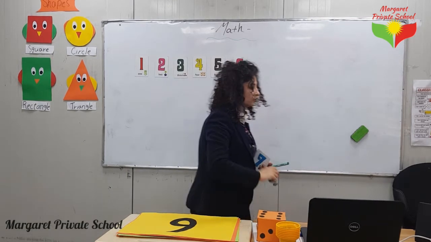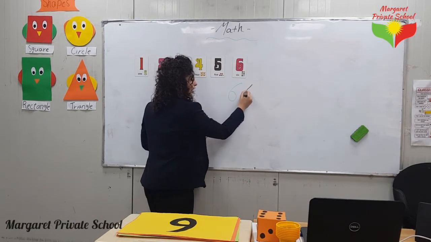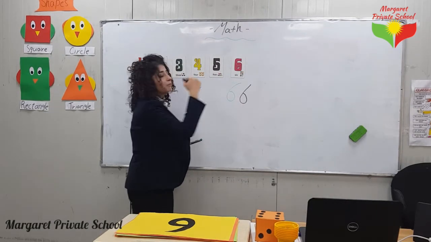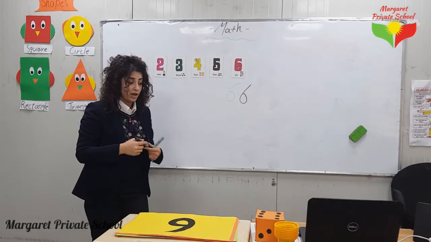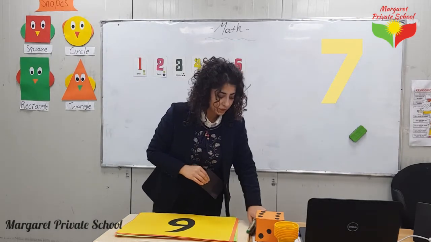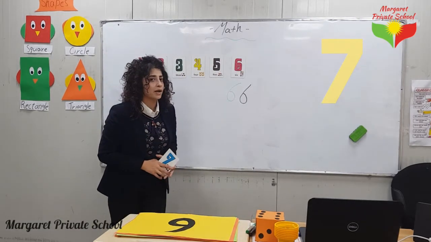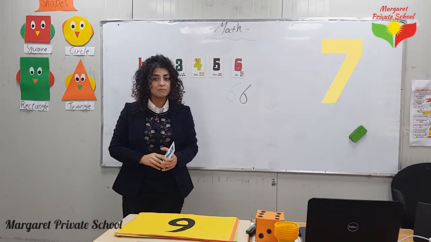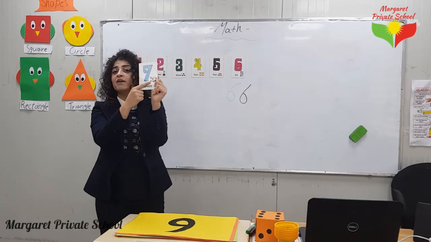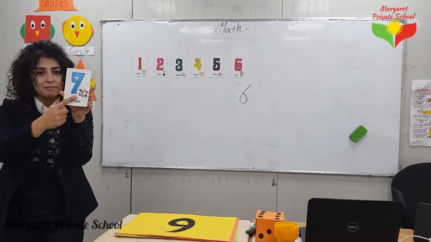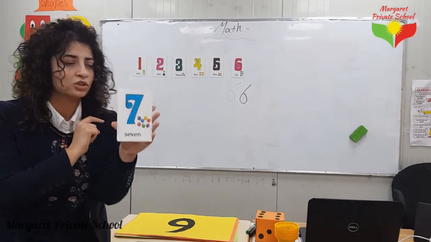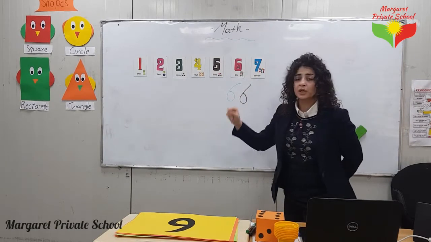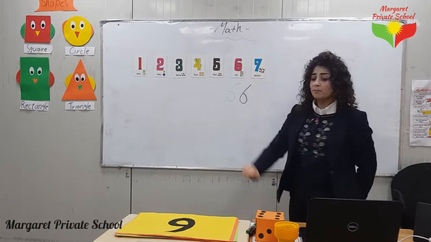So, we write number 6 this way. What's this number? This is number 6. I'm writing it this way. Okay? And in this lesson, we're learning a new number. After number 6, the number we're learning is number 7. So, what's this number? This is number 7. After number 6, the new number is number 7.